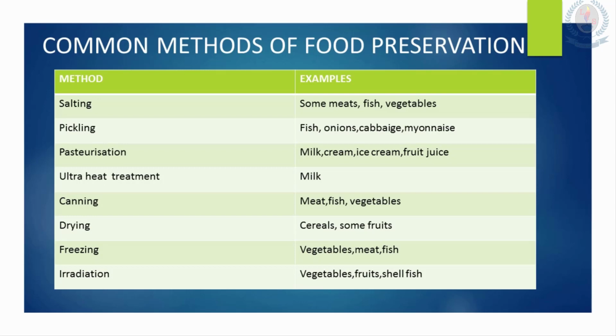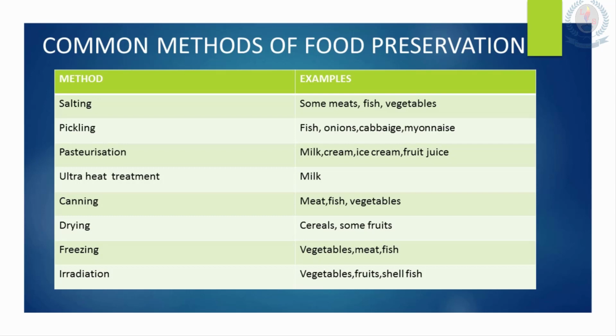Then drying. Food is dried by blowing hot air through it, and this removes water from the food, so bacteria cannot digest and absorb it. Some examples are cereals and some fruits. And then freezing. Foods are cooled rapidly and stored at minus 12 degrees Celsius to minus 18 degrees Celsius. Low temperatures prevent bacteria from multiplying, and rapid freezing prevents the formation of ice crystals that can alter the texture and flavor of the food. Some examples are vegetables, meat, fish, and prepared meals.